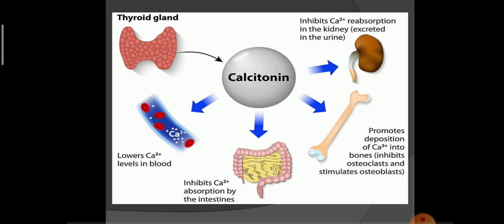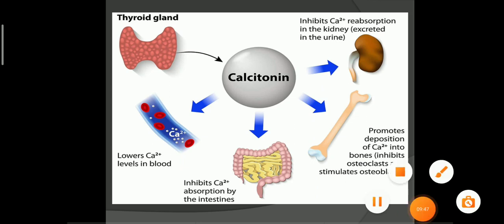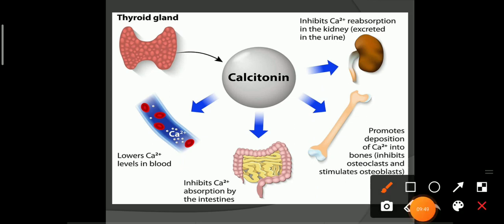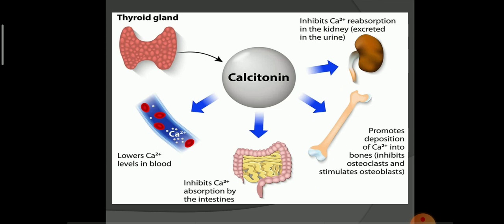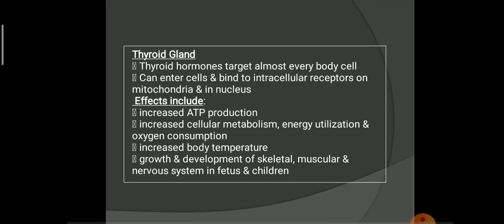The third hormone that is released by the thyroid gland is calcitonin. Now let us discuss calcitonin. What is the main function of calcitonin? Calcitonin lowers the calcium levels in the blood, and it inhibits the reabsorption of calcium in the kidney. It also inhibits the calcium absorption by the intestine. It promotes the deposition of calcium into the bones.